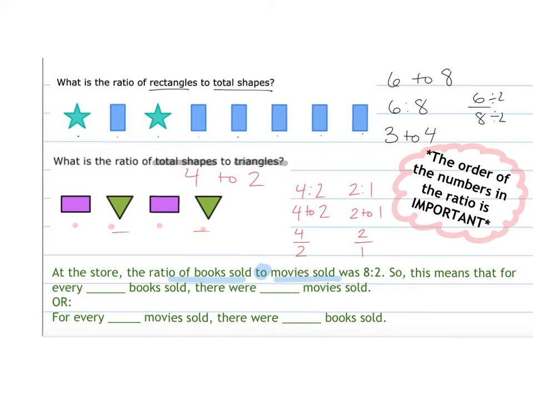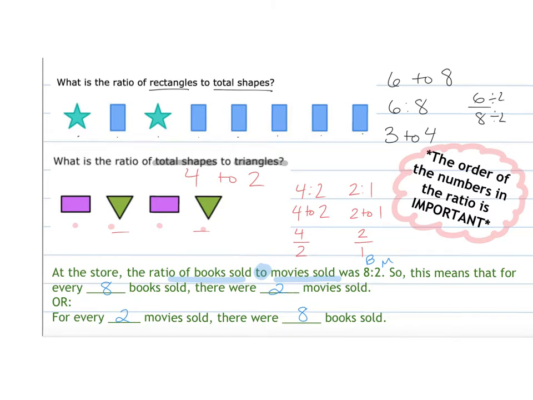So that means that this first number, 8, represents books, and 2 represents movies, because that's the order it was written. So this means that for every 8 books sold, there were 2 movies sold. Or for every 2 movies sold, there were 8 books sold. So that's just showing you have to kind of rearrange it if you're going to write it in the order that it matters.